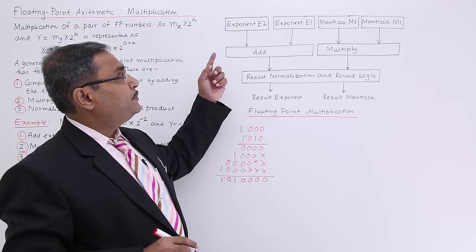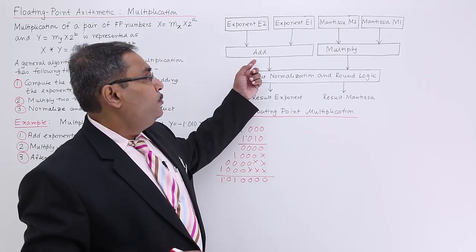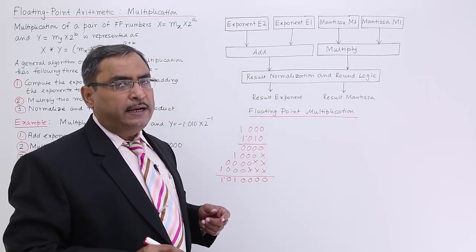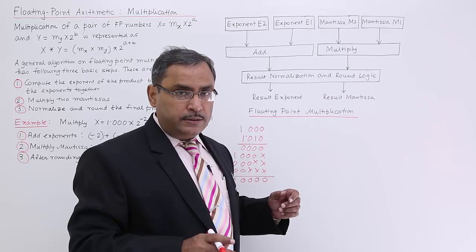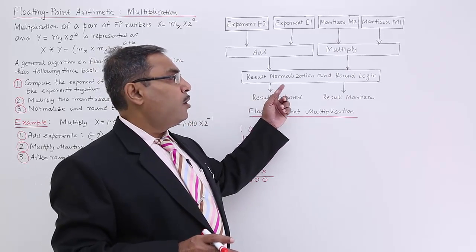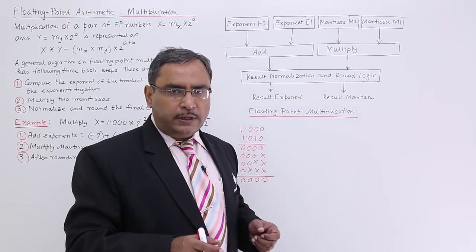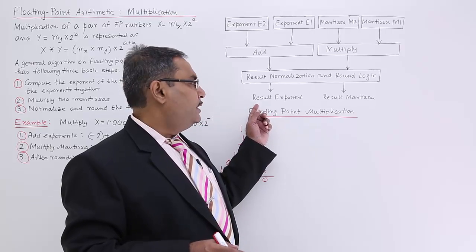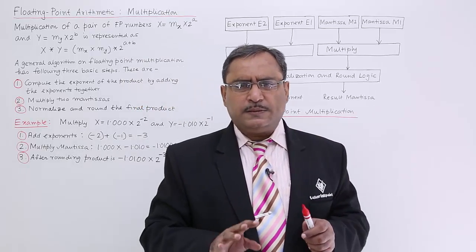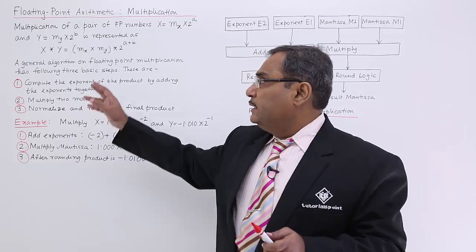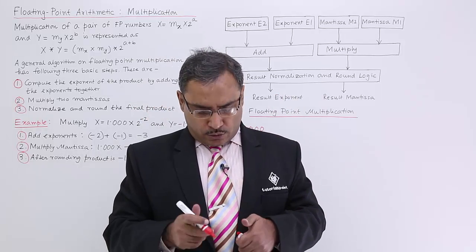This is a schematic diagram. Exponent e2 and exponent e1 for number 2 and number 1 respectively will be added. Matrix m2 and matrix m1 for floating point number 2 and 1 respectively will get multiplied, and then we shall go for the result normalization, and with the rounding logic, depending upon the number of bits you are allowing up to the radix point, you are going to get your resultant exponent and resultant matrix, floating point multiplication. So I have explained this in a very simple way with my theory, with my example, and with my schematic diagram. Okay, so I think you have got the logic.